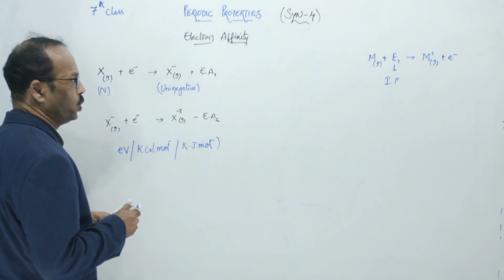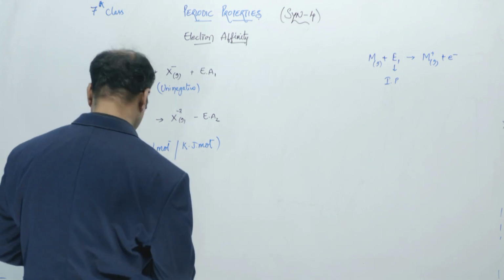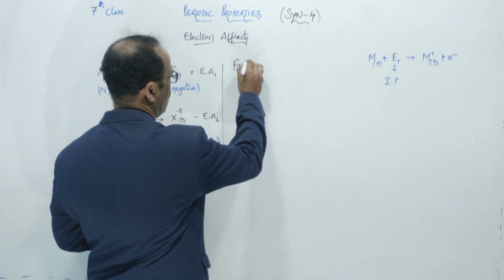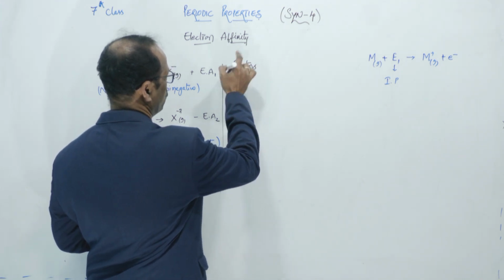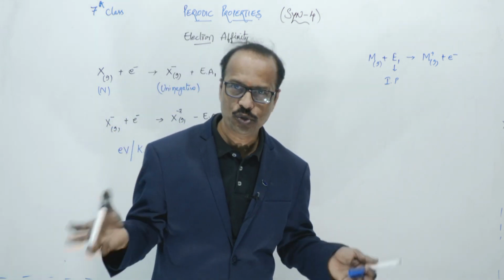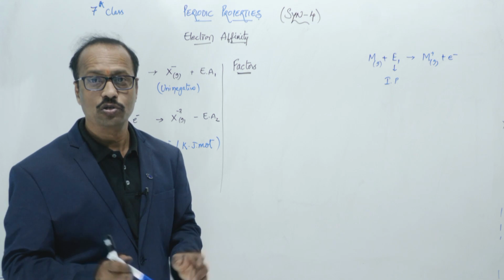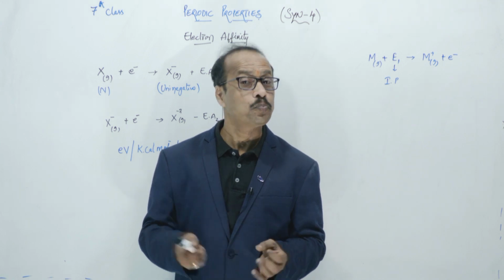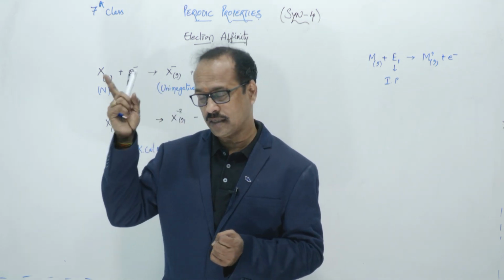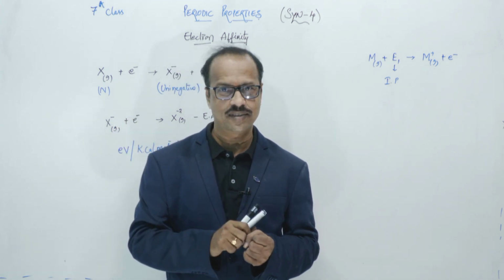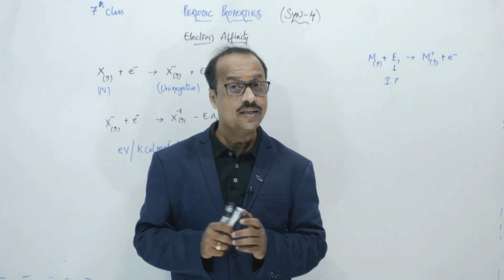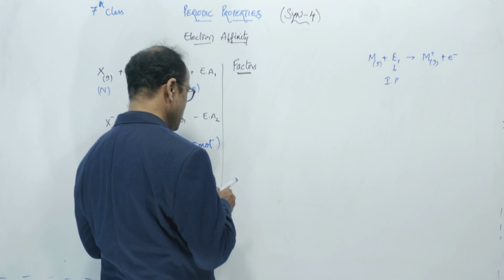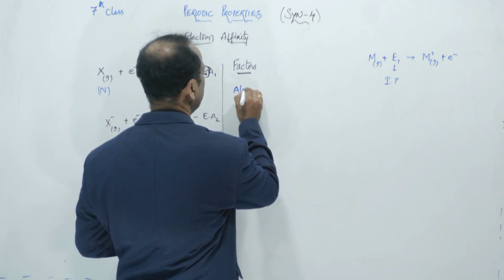Now let us come to the next one, the factors. What are the factors on which this electron affinity depends? Electron affinity is energy only, as I said, similar to ionization energy. So it depends on the same factors on which ionization energy depends. What are the factors, once you recollect? Atomic size, atomic radius. So here also atomic size is one of the factors. I'll write here atomic size or atomic radius, anything you can write.